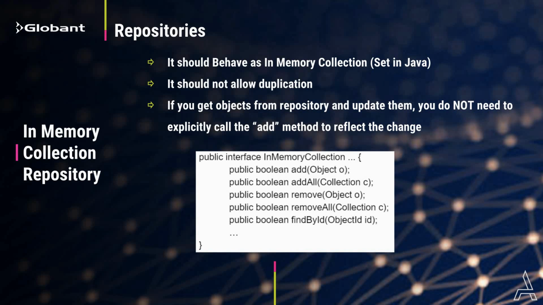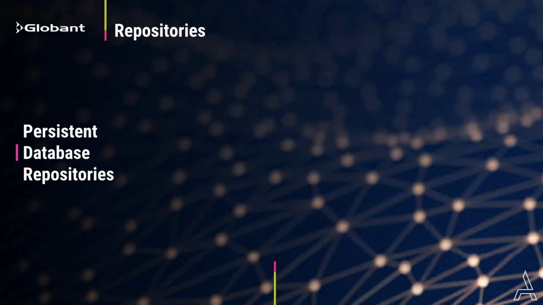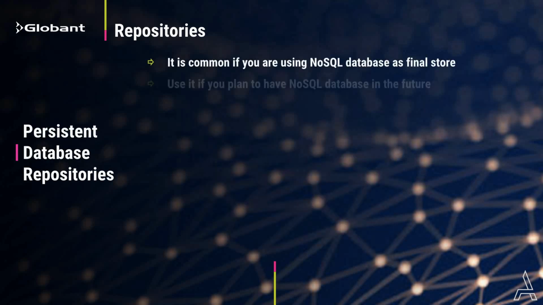Now let's talk about the persistent database repositories. If you cannot have an in-memory collection repository because of technical restrictions, then you need to use a persistent database repository. This kind of repository is common when you are using an in-memory or a NoSQL database. You should also use this kind of repository when you are planning to change to a NoSQL database in the future.